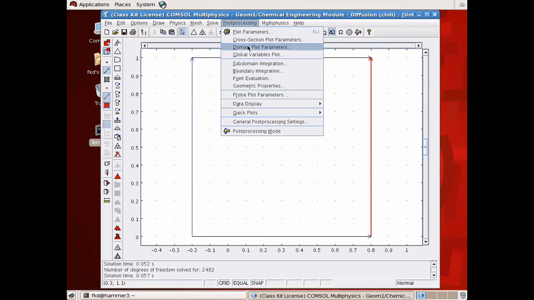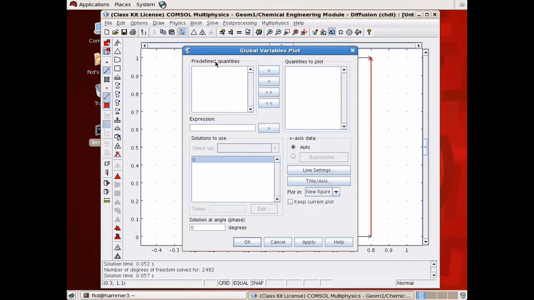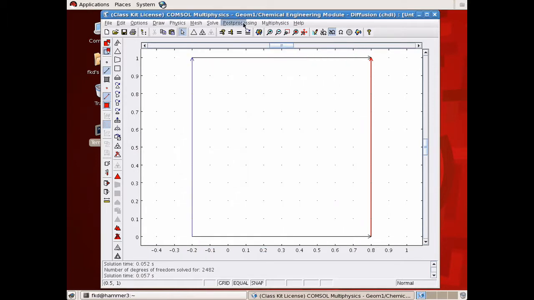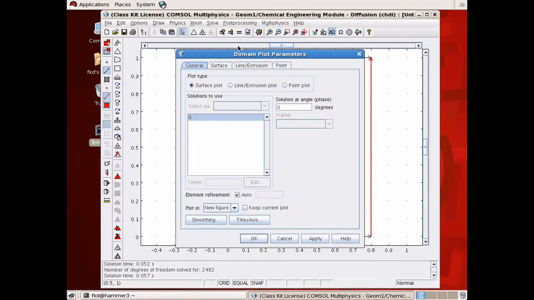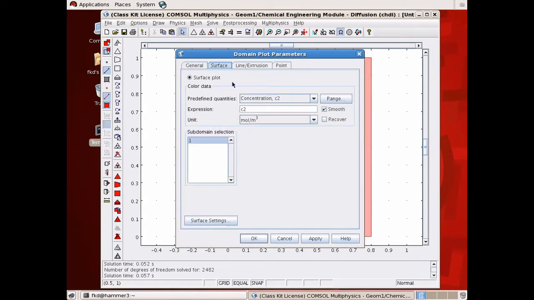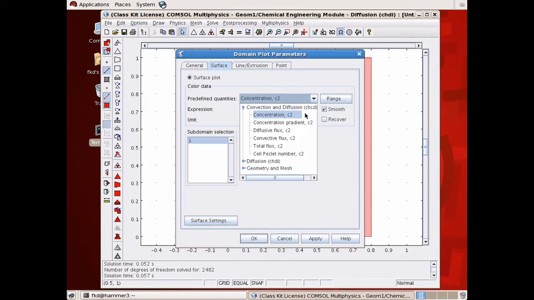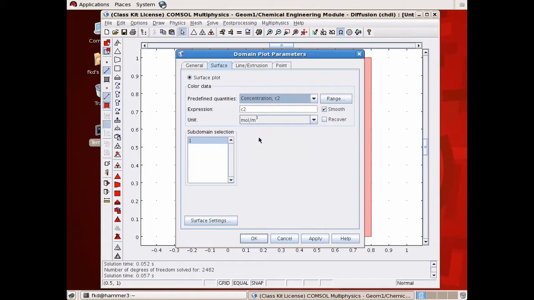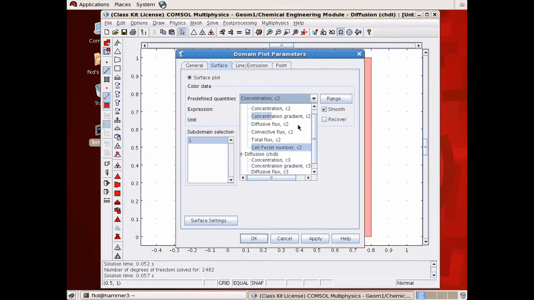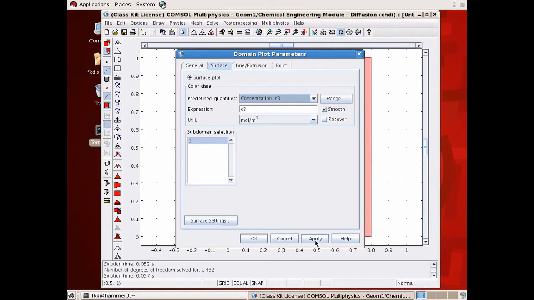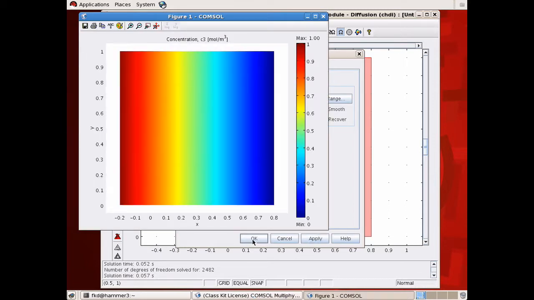It's not cross section, is it? Global variables? Not that. So I want... is this the one? Was it plotting C2 or... we set C3, didn't we? Is that right? Yeah, okay. All right. Thank you, Shane. That's great. So is that right? So it's upstream is 1.